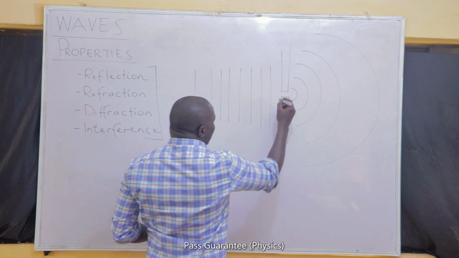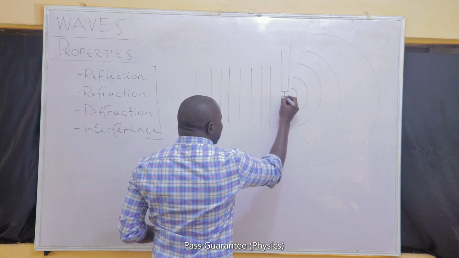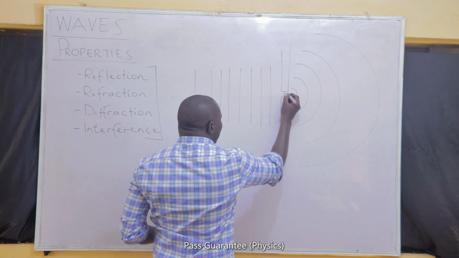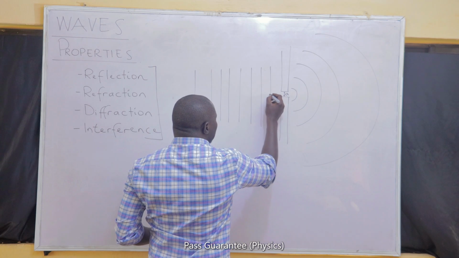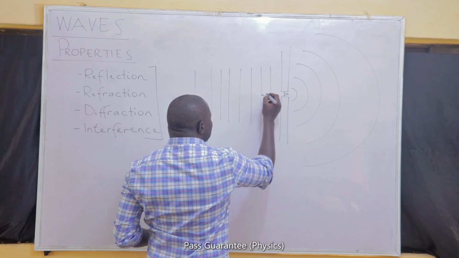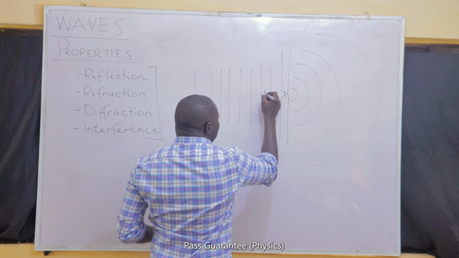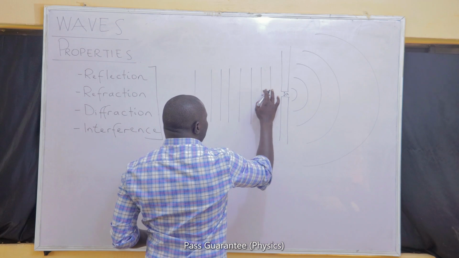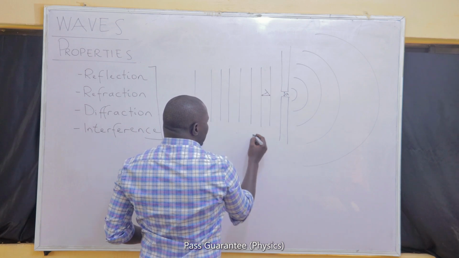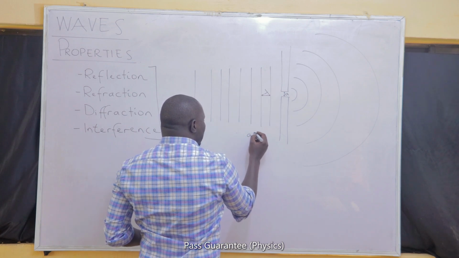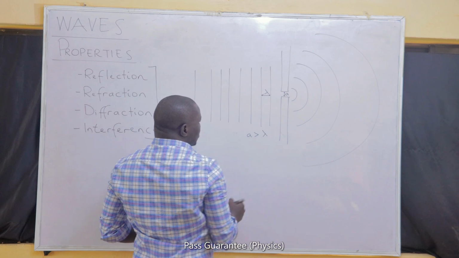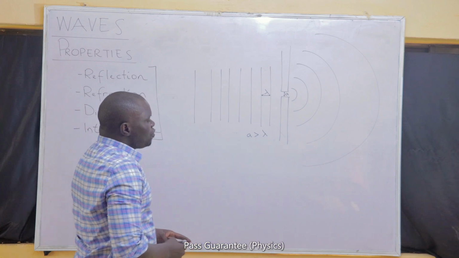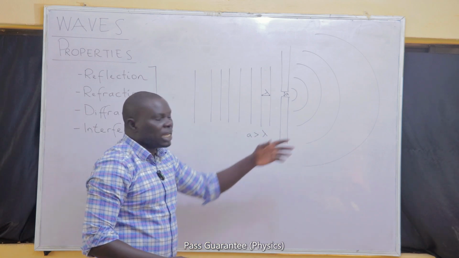It will only occur if the size of the opening, let me call it A, is less than or within the same dimension as the wavelength. Let me call this the wavelength. If the opening is less than the wavelength, then we will have a full diffraction pattern as the one I have drawn.